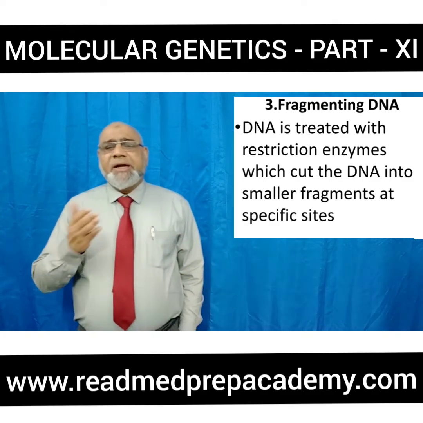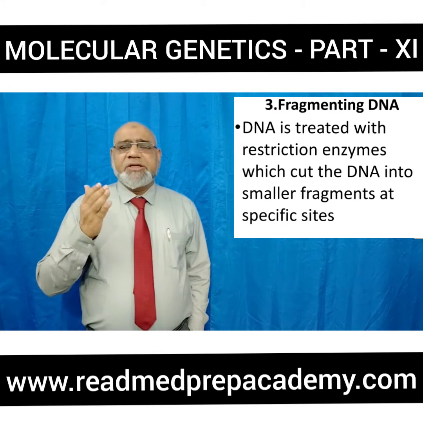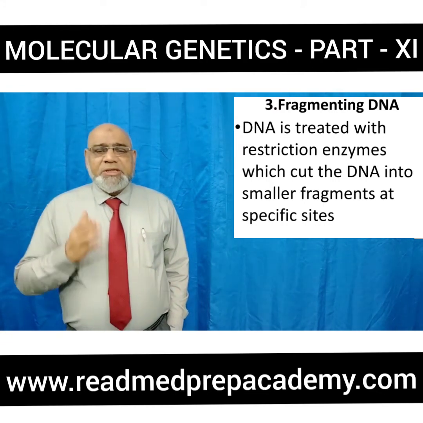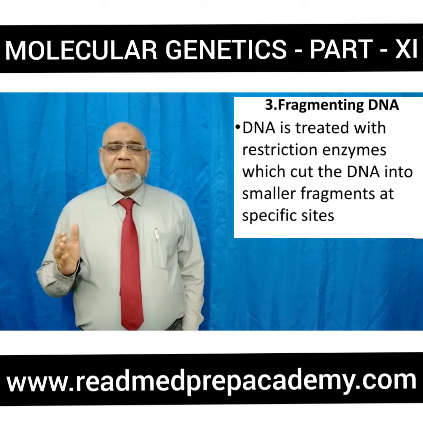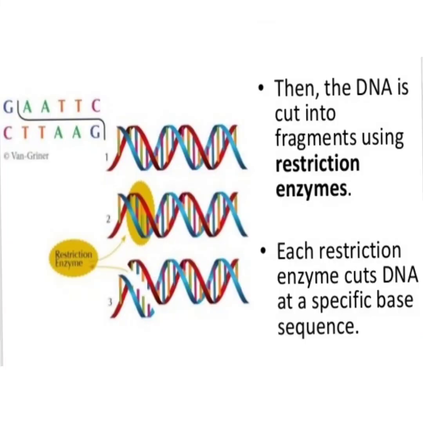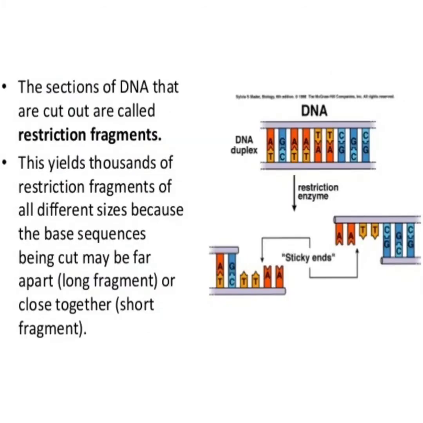Step 3 is fragmenting DNA. DNA is treated with restriction enzymes, which cut the DNA into smaller fragments at specific sites. Here you can see that the DNA is cut into fragments using the restriction enzymes. Each restriction enzyme cuts the DNA at a specific base sequence. The sections of the DNA that are cut are called restriction fragments.